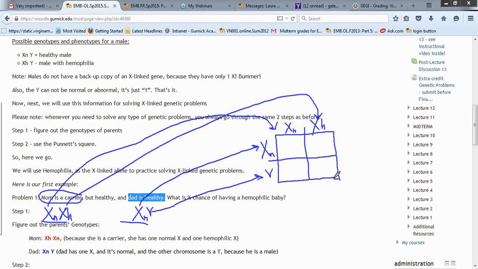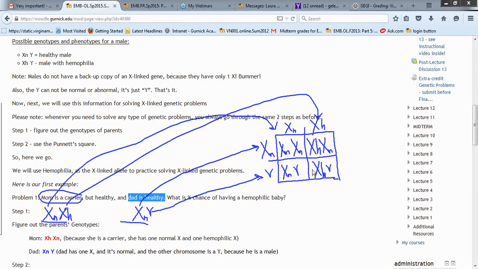And we do the same thing. We copy from the top, from the side, from the top, from the side. So if we go and copy from the top, from the side, from the top, we have XH at the top, so we copy that. And then from the side, we have XN. And then same thing here, XN from the top. We copy Y from the side. And XH from the top. And the Y from the side. Okay, so let's take a look at the outcomes here.